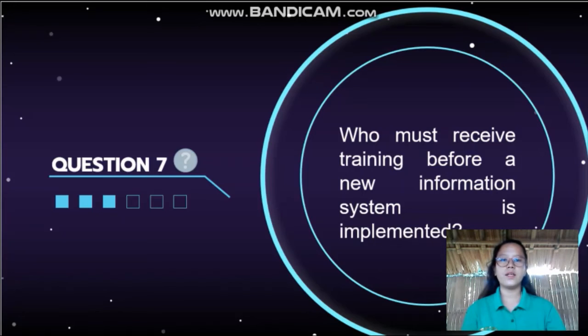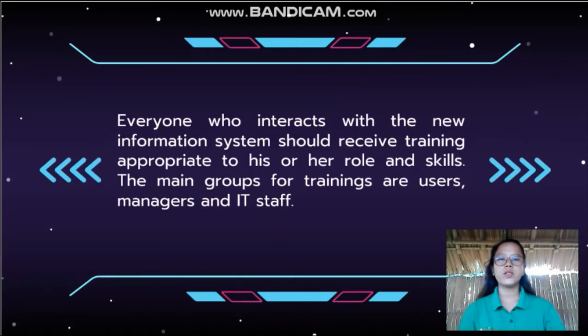Question number 7. Who must receive training before the new information system is implemented? Everyone who interacts with the new information system should receive training appropriate to his or her role and skills. The main groups of trainees are users, managers, and IT staff.